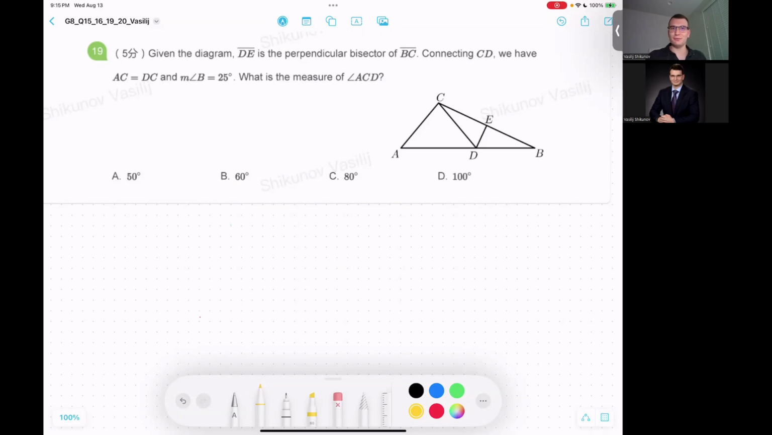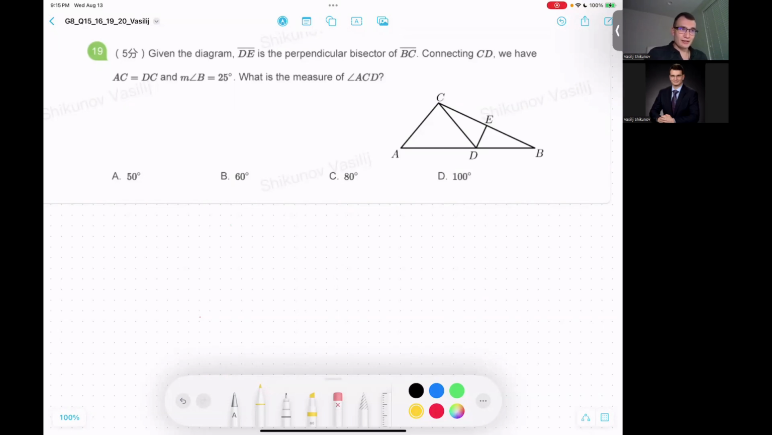Today we're going to solve the problem in the grade 8 evaluation. This is teacher Vasily, and today we're going to work with bisectors and isosceles triangles. So let's go ahead and read our problem. Given the diagram, DE is perpendicular bisector of BC. Connecting CD, we have that AC is equal to DC, and measure of angle B is 25 degrees. What is the measure of angle ACD?